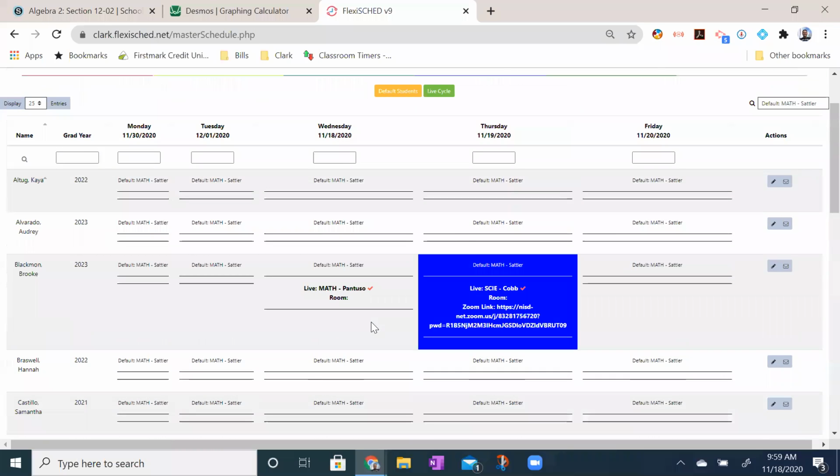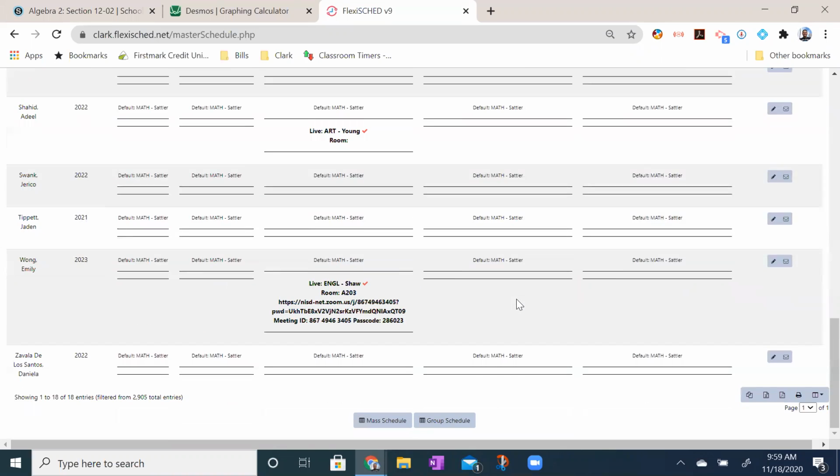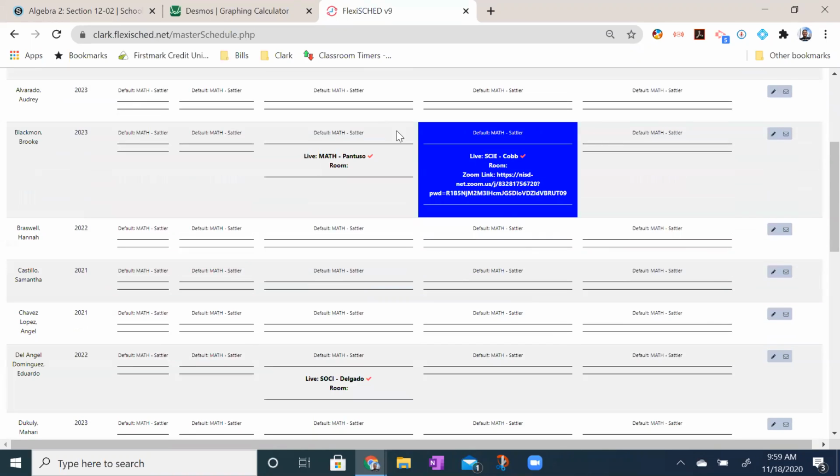All right, guys. Questions on this? Brooke, it looks like you're flagged for tomorrow also. Just a heads up for Cobb. Okay. So there's Flex there.